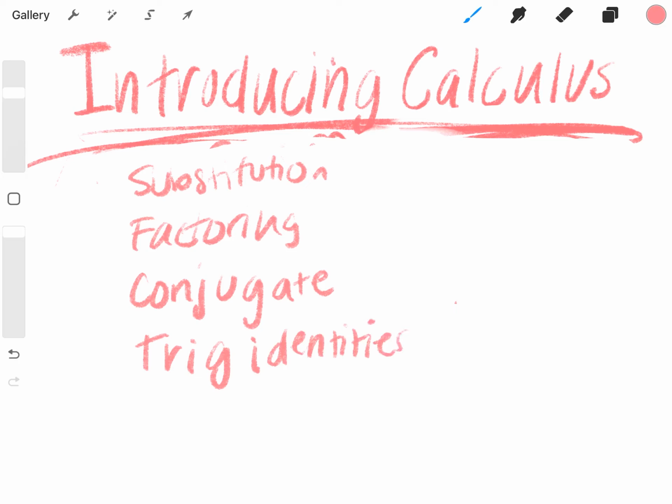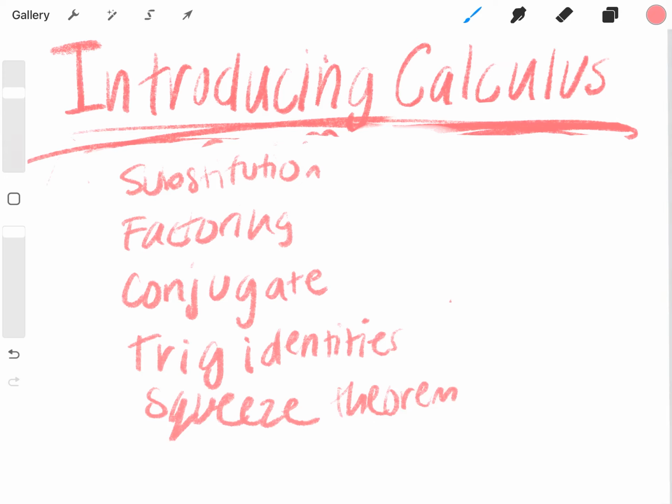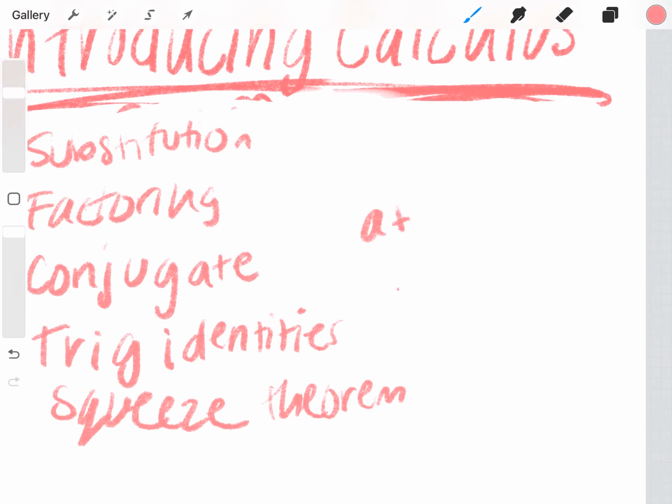Basically, the conjugate method is when you have something in the numerator or denominator like a plus b or a minus b, and a or b is under a square root. Okay, so let's say you have square root of x plus 2, right?